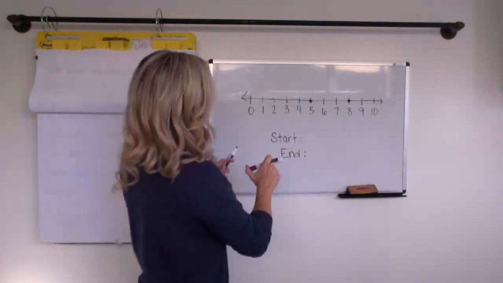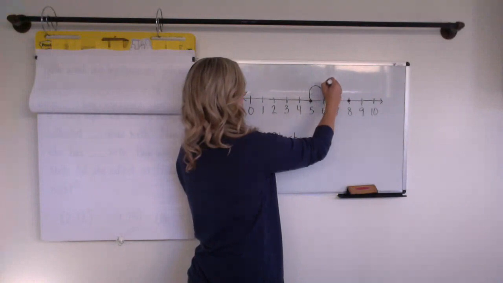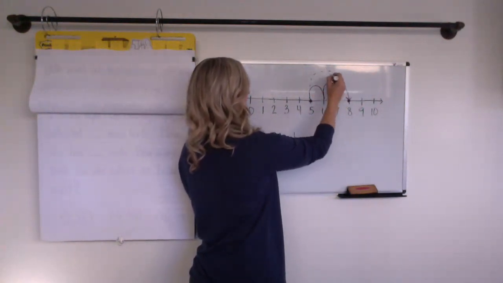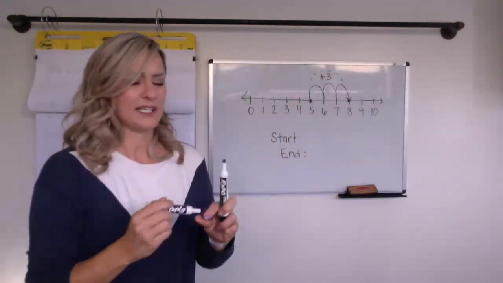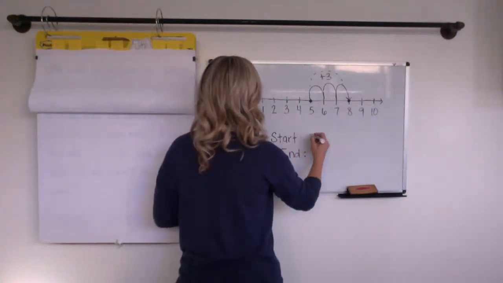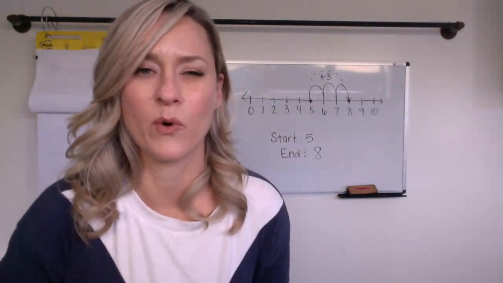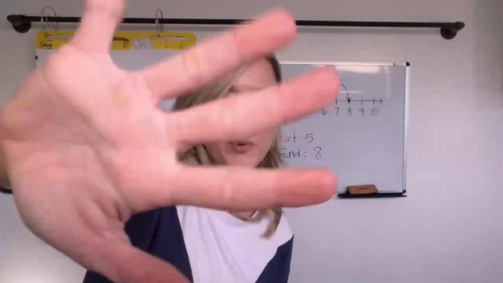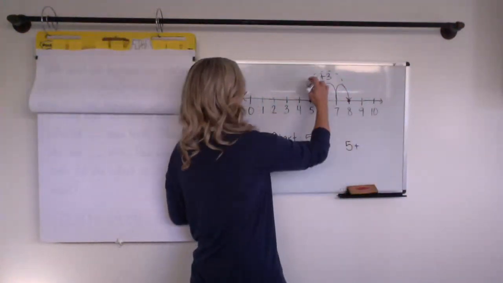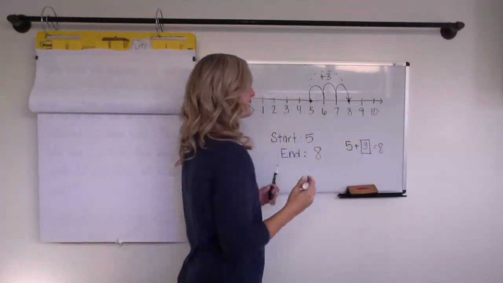Okay, here we go. We're starting at the 5 and we're going to hop. Ready? 1, 2, 3. We made 3 hops, plus 3. Could anyone give me a number sentence for that? We started at 5 and we ended at 8. So our starting number was, give me a high five, 5, plus how many hops made 8? 5 plus 3 makes 8.